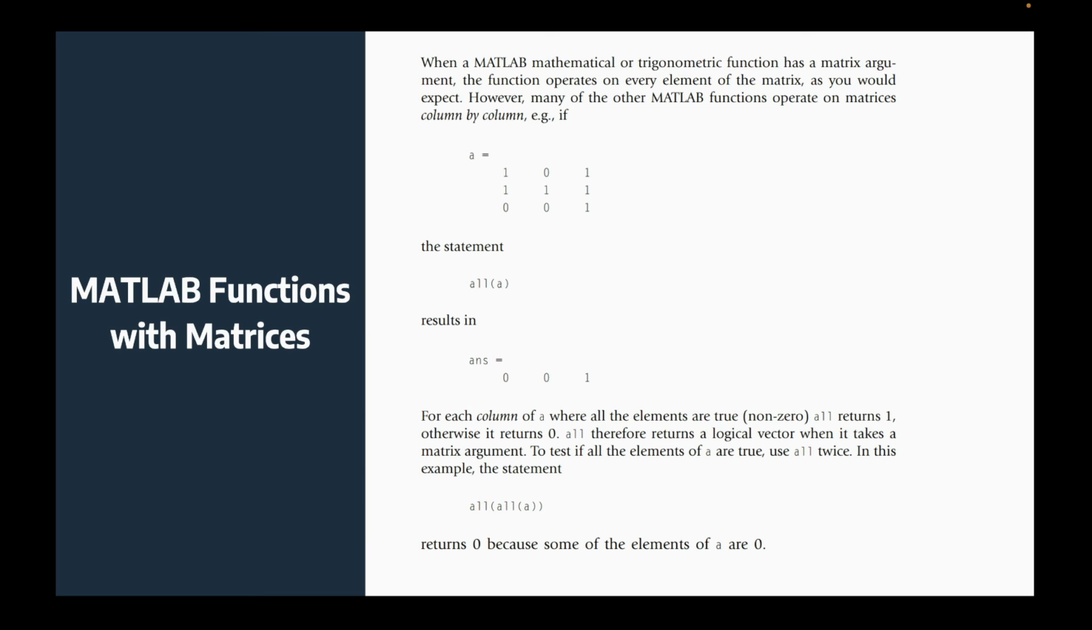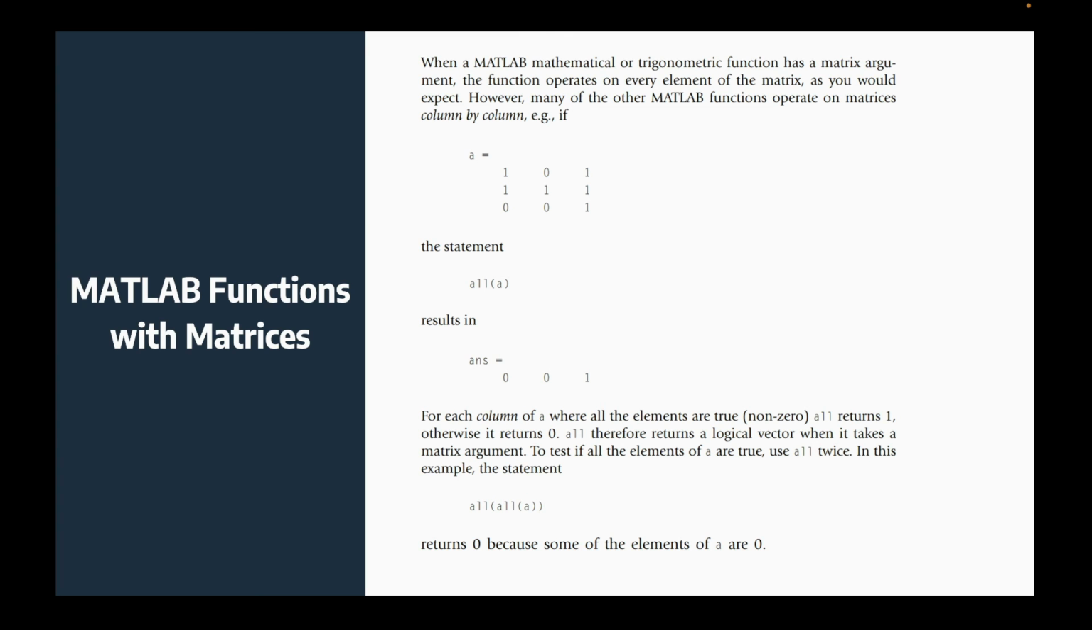Now, if you say A equals the matrix with first row 1, 0, 1, the second row 1, 1, 0, and the third row 0, 0, 1, and then you say all of A, that's going to give you the answer 0, 0, 1. So for each column of A where all the elements are true or non-zero, it returns 1. Otherwise, it returns a 0.